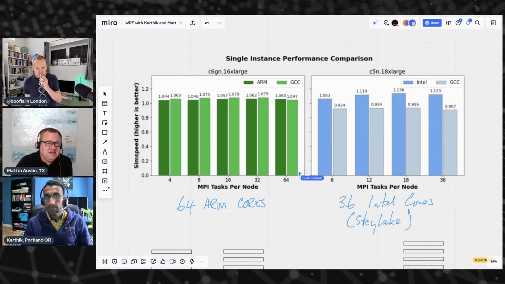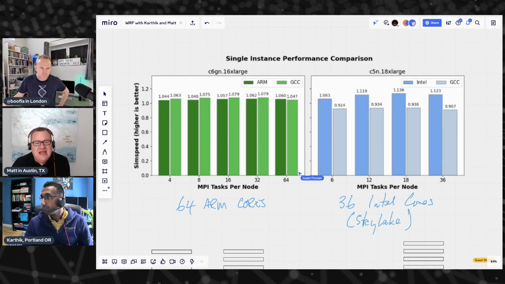Other things here, you can just see the MPI tasks per node. Like many HPC codes, it can balance MPI ranks against how many OpenMP threads it uses. So we're just showing where the sweet spot is. It doesn't make a whole lot of difference on the Graviton side. On the Intel side, there's a little bit higher at 18 tasks per node, so three OpenMP threads. But for each size as we went up, these can change. So that was just the baseline to show you.